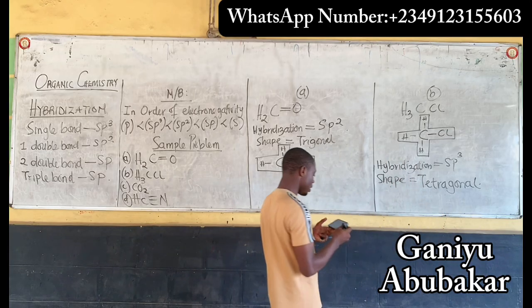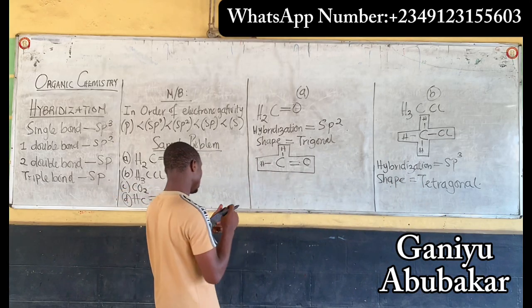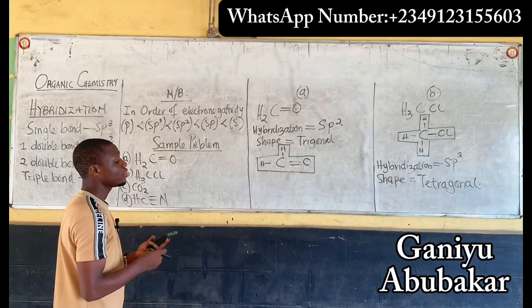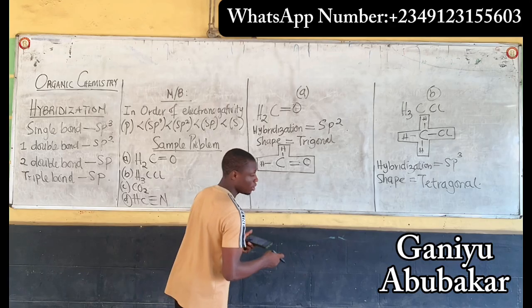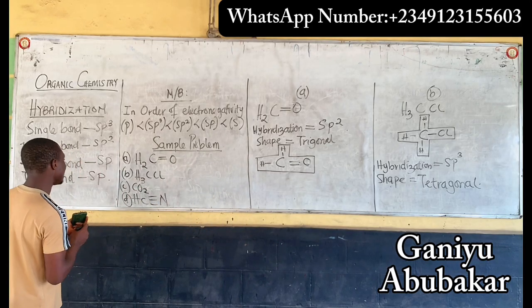Tetragonal, right? So that's the two names we're asked to give for each compound, or you call it tetrahedral, right? That's A, B. Let's do C and D.